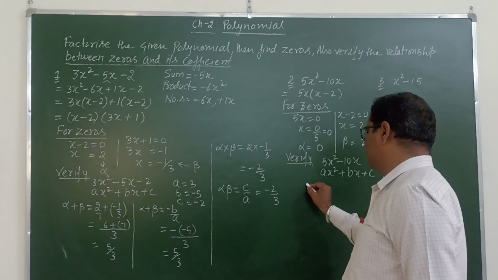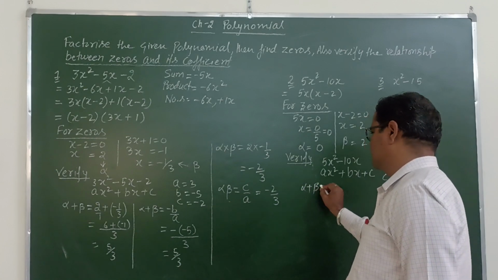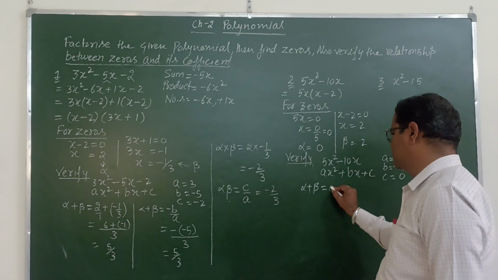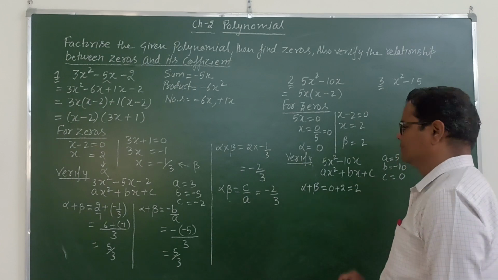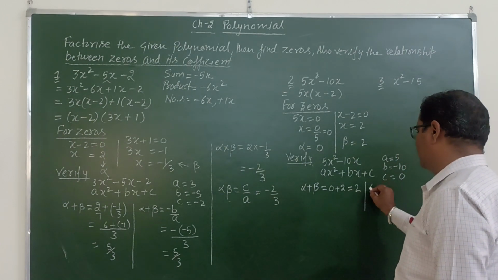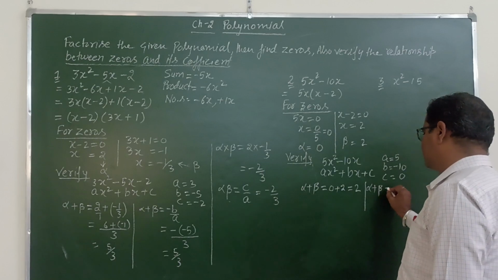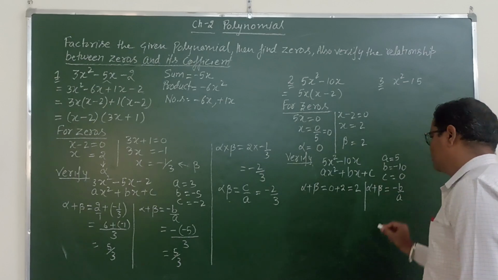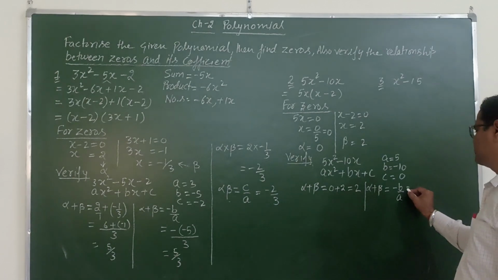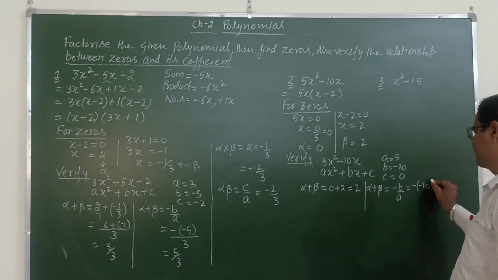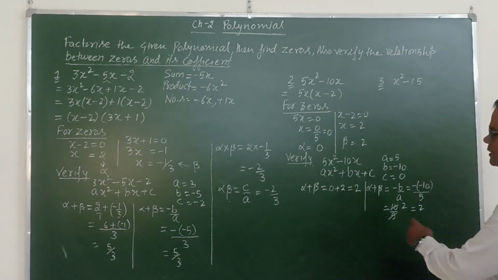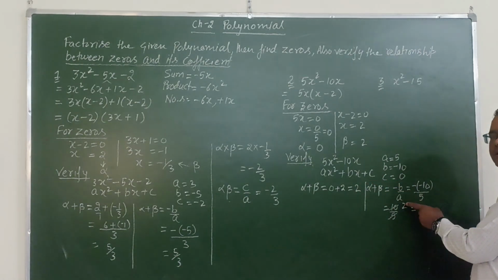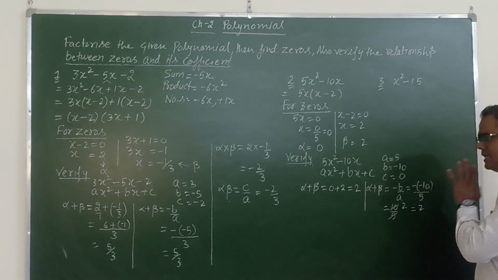So first, sum of zeros, alpha plus beta. We will add them, 0 plus 2, that is 2. On the other side, alpha plus beta is minus b upon a. What is minus b? Minus b means minus 10 by 5, so 10 by 5, 2. So alpha plus beta is 2. By adding the zeros and directly from the coefficients, these are the same.